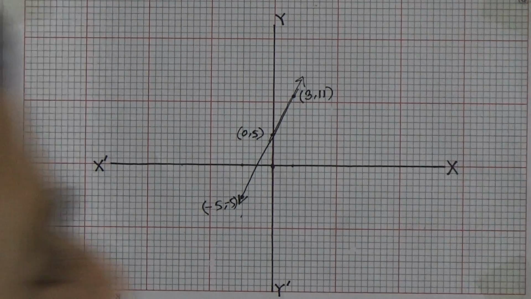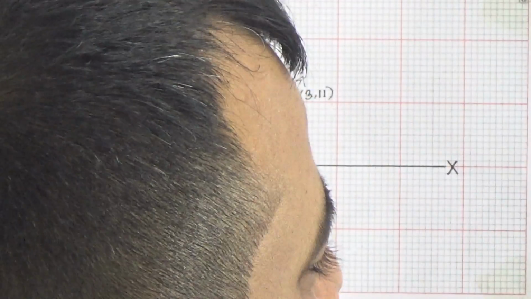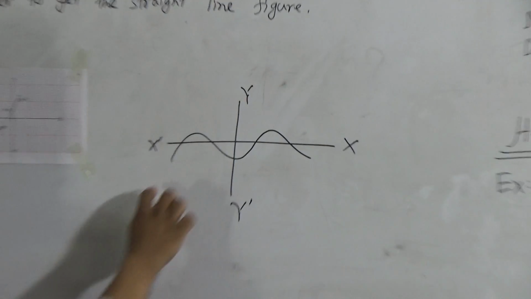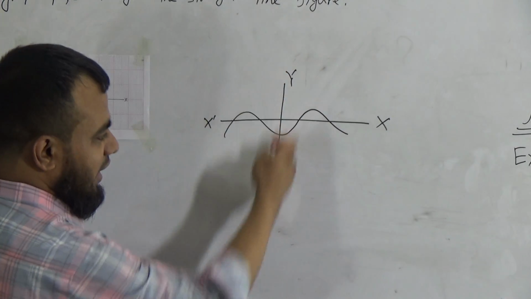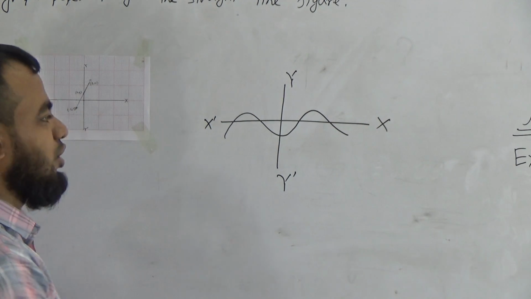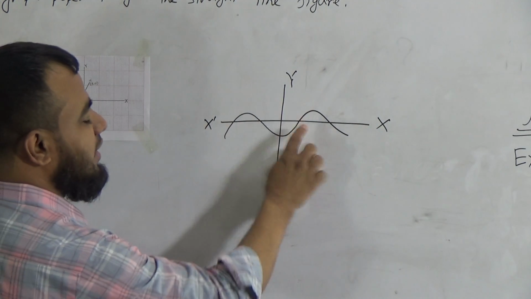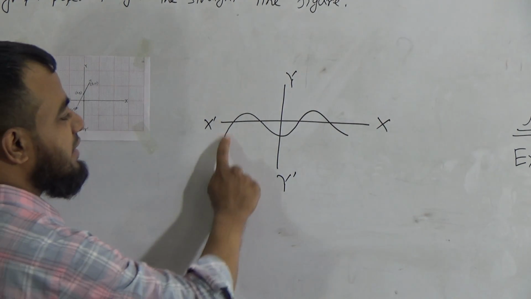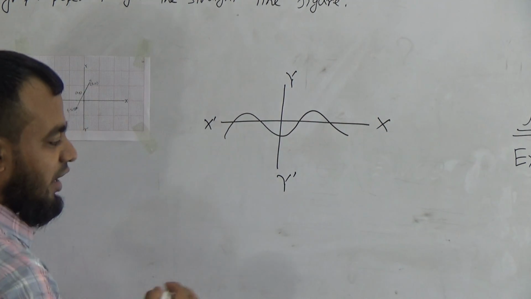That means, look at the board. At first, suppose this is the x-axis and this is the y-axis. Okay, my dear students, this is a line, suppose. Now look, this line intersects the y-axis and the parallel of the y-axis only once, not more than once. Only one time this line intersects the y-axis or the parallel of the y-axis. So this line is a function.